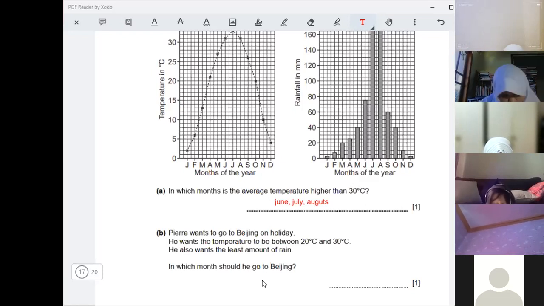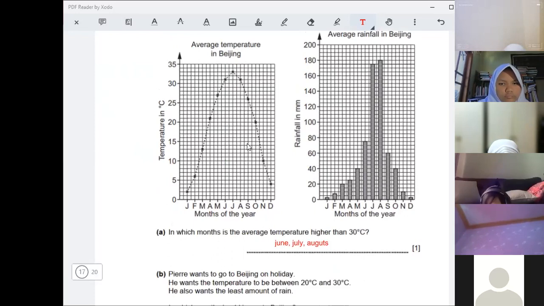Bulan apa kira-kira? April. April ya, that's right. Coba kita lihat in the picture. Look at the picture. I need to write April first. Why do we choose April?